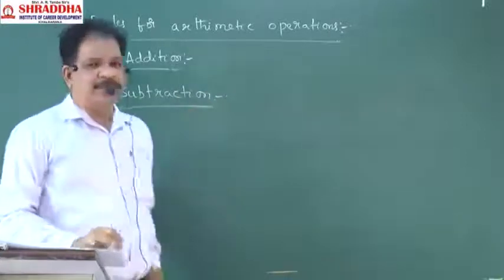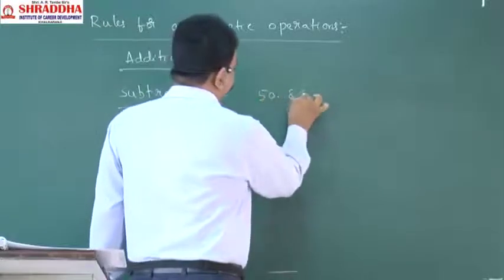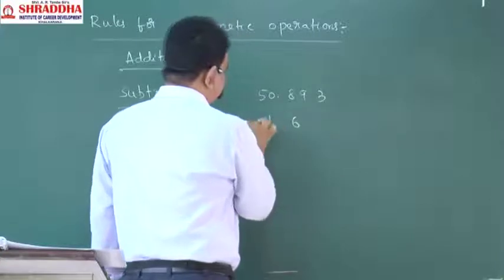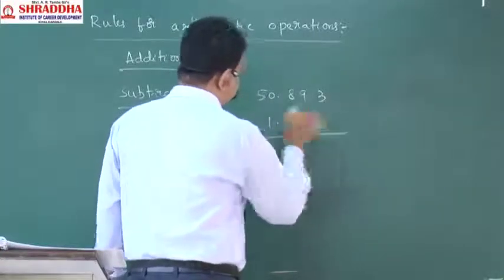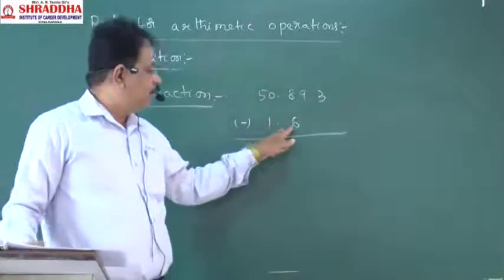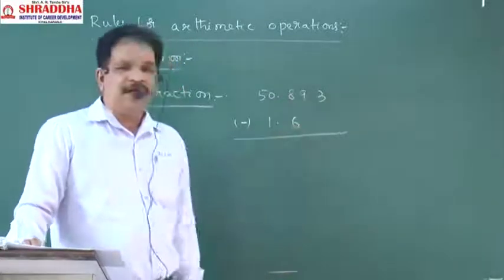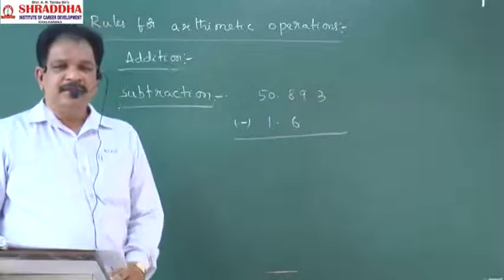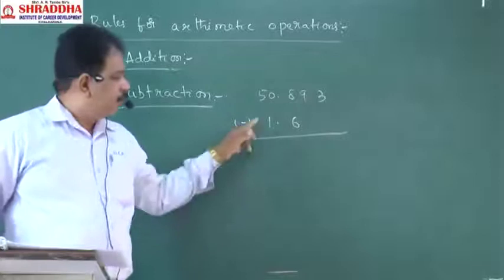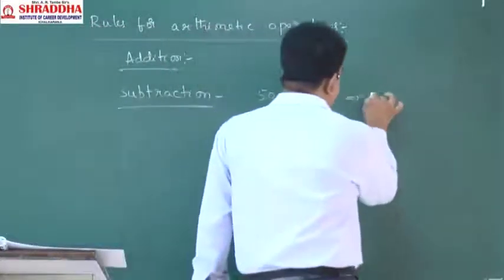Subtraction also follows the same procedure. 50.893 subtract 1.6. Then what to do? Here, after the decimal point, one significant figure is there. Here, after the decimal point, 3 significant figures are there. Okay. Now round this to have 2 significant figures.